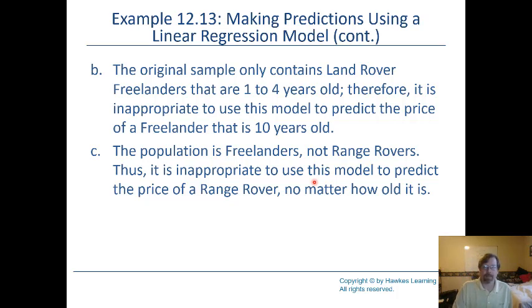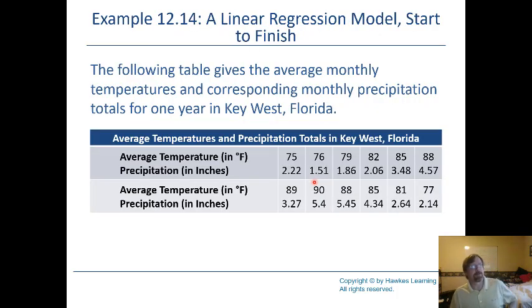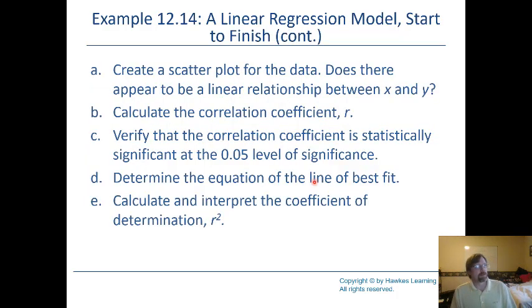All right, so let's look at a linear regression model, start to finish here. We've got average monthly temperatures and corresponding precipitation for 1 year in Key West, Florida. Okay, there's our data. We want to create a scatter plot. Does there appear to be a linear relationship between X and Y? What's the correlation coefficient? Verify that it's statistically significant at the 0.05 level of significance. Find the equation of the line of best fit.